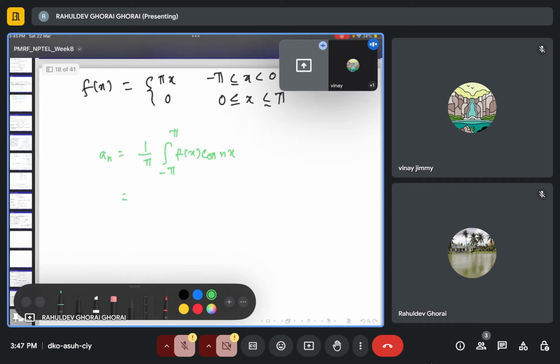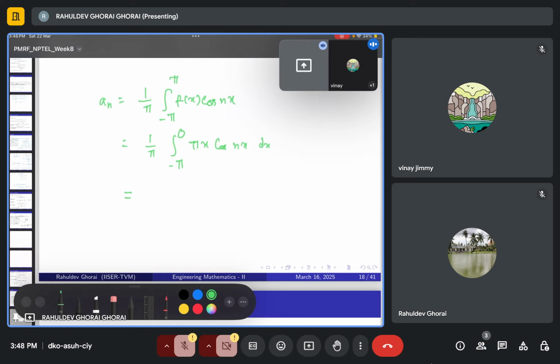So that implies 1 over pi times the integral from minus pi to pi. What is f(x)? f(x) is 0 from 0 to pi, so I will not take the 0 to pi interval. So minus pi to pi I will break into minus pi to 0 plus 0 to pi. On 0 to pi the f(x) value is 0, so we don't have to consider that. And on minus pi to 0 the value is pi x. So pi x times cos nx dx.